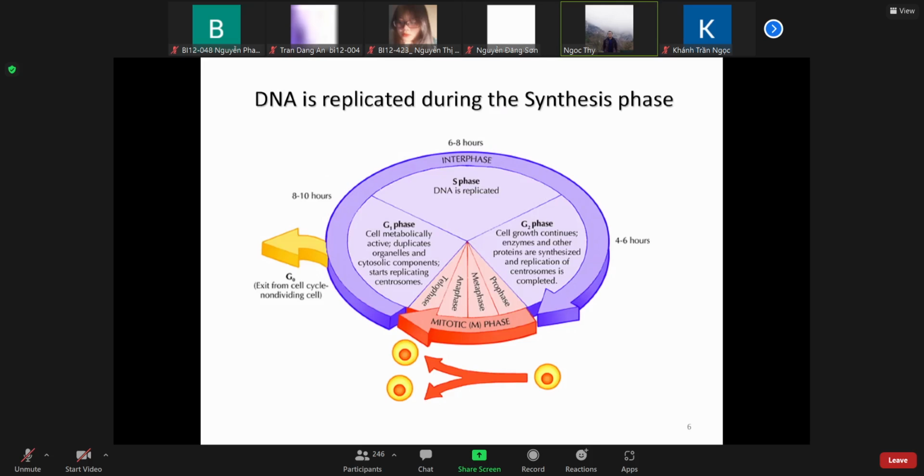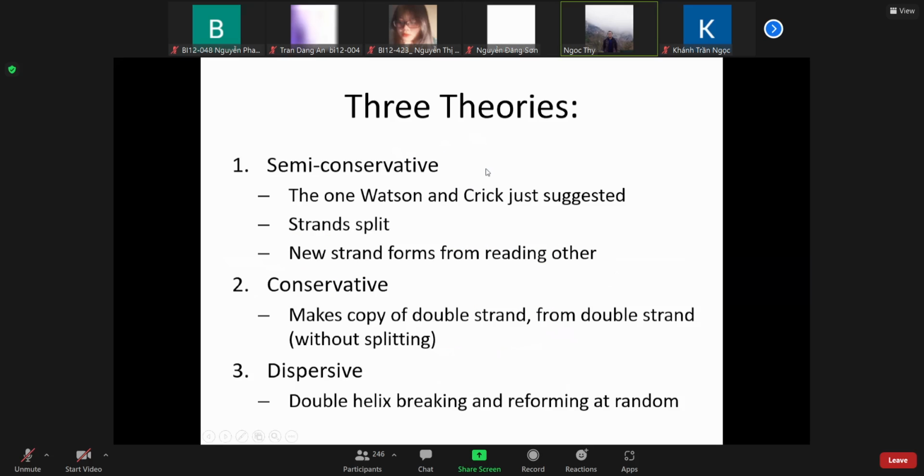The mitotic phase actually happens quite shortly and can be divided into four phases. And our process, DNA replication, happens mostly in the S phase.